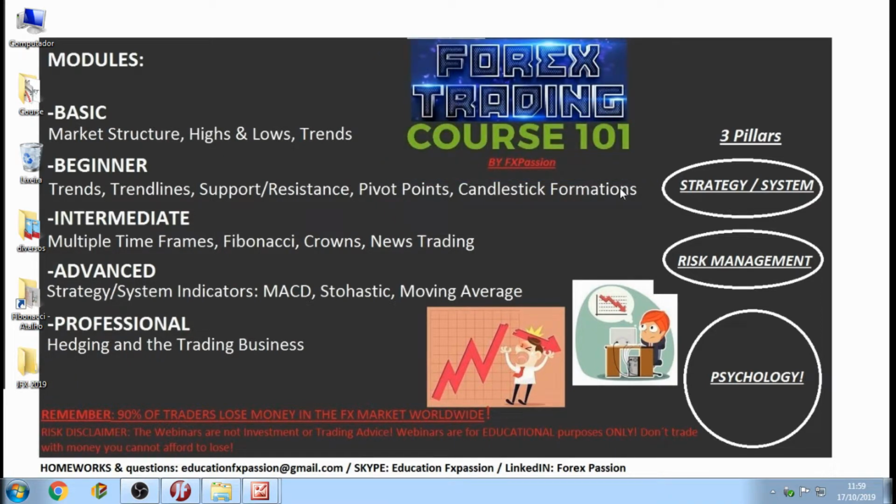And remember the three pillars. We are trying to build a system and/or a strategy, and we are learning about the Fibonaccis this month. We are trying to learn about risk management.